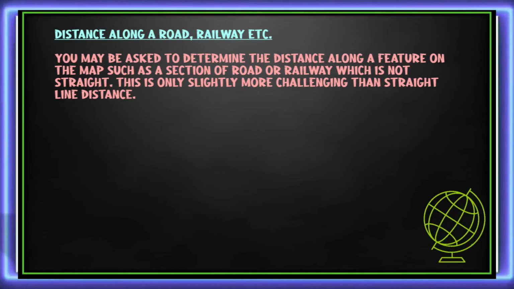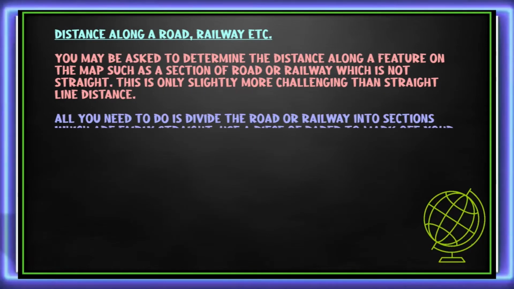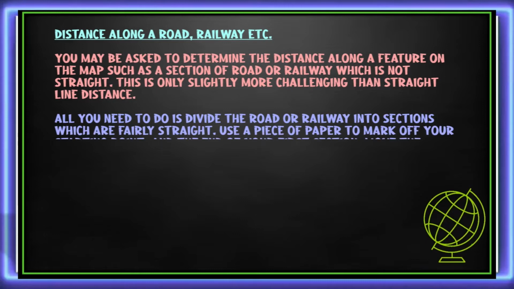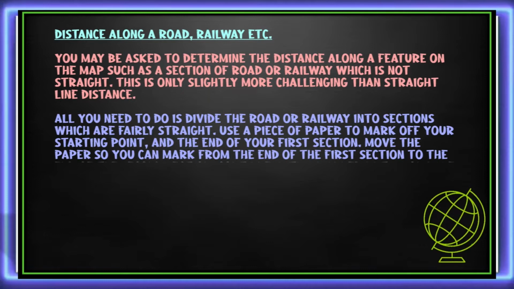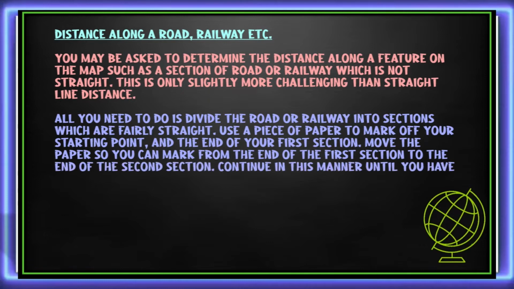Distance along a road, railway, etc. Now you may be asked to determine the distance along a feature on the map, such as a section of road or railway, which is not straight. This is only slightly more challenging than straight line distance.